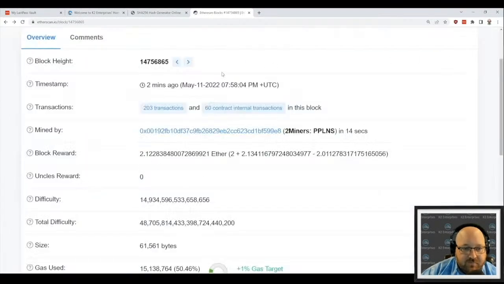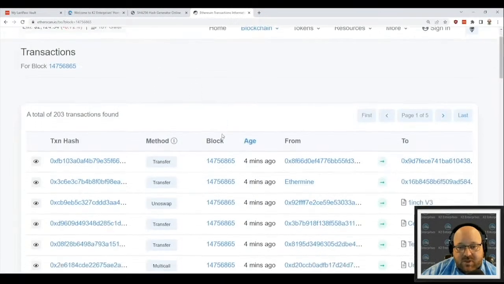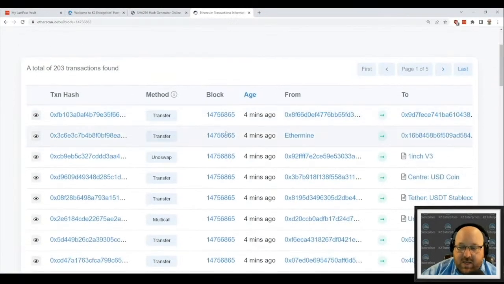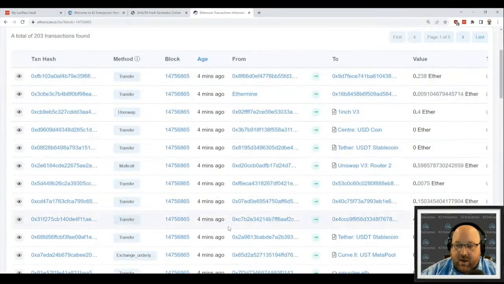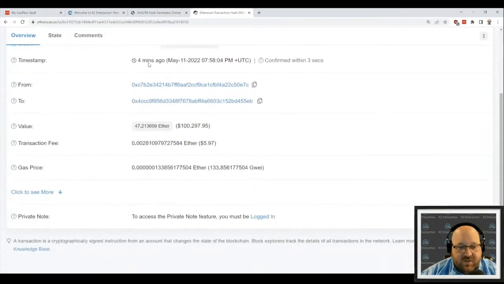Now, if we click over here under the transactions and we click 203 transactions, we can go in here and we can see all the transactions that make up this particular block. So we can see, is it a swap? Is it a transfer? Is it an exchange? If we look over here, here's a big one for 47 Ether. So let's click this specific transaction. We can see some more information about this, and if there's any metadata associated with it. We can see also where the money came from and where it's going.